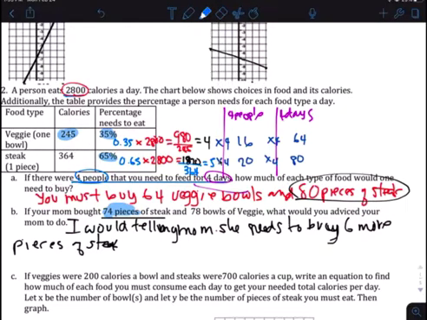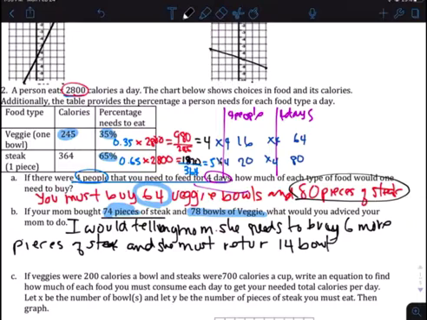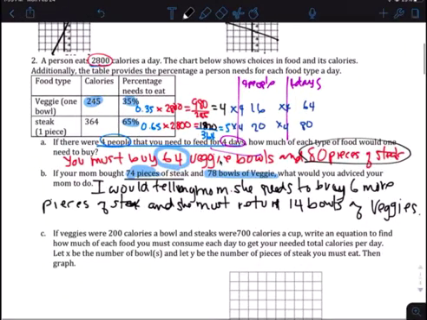And she bought 78 bowls of veggie. Woo! She overbought. She only needs 64, right? So she overbought by how much? 14. Well, she might as well bring 14 of the veggie bowls back to the grocery store. And she must return 14 bowls of veggies. Okay, she can do it in one shot.